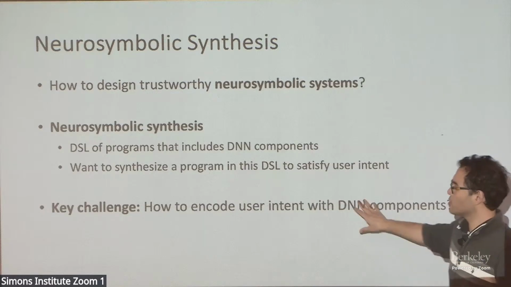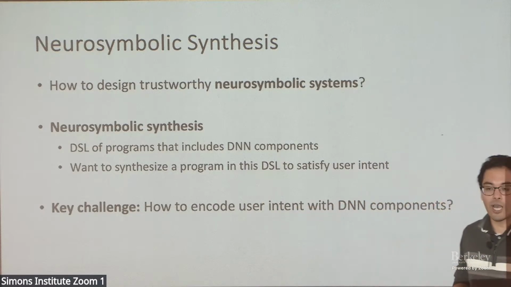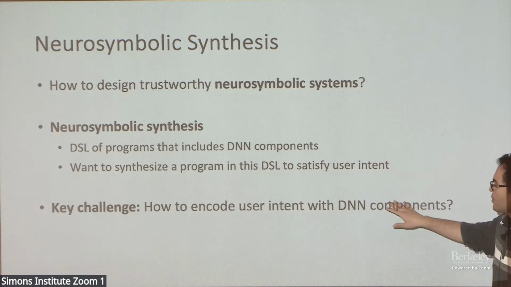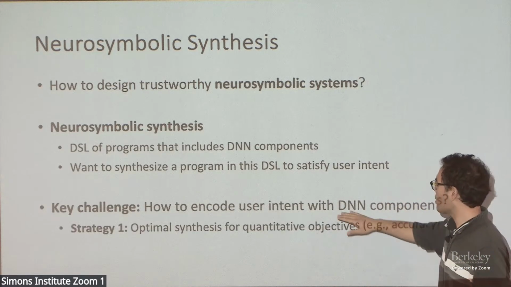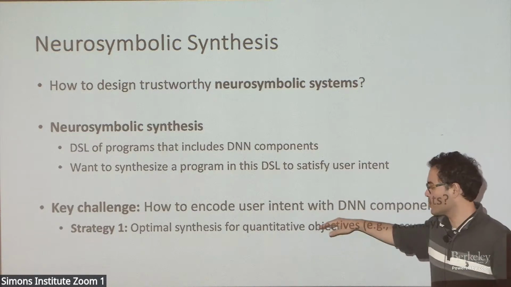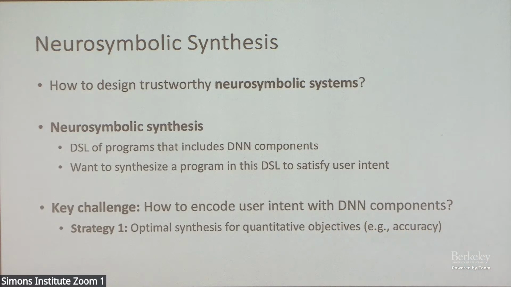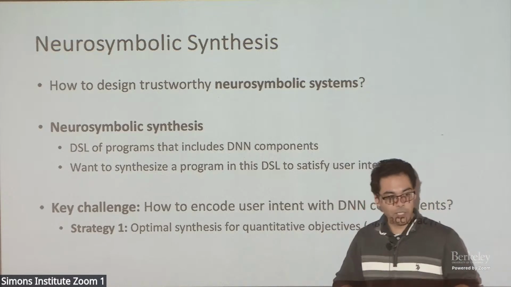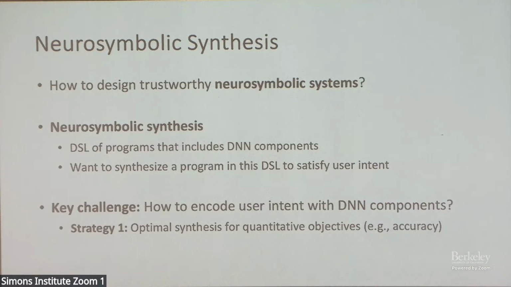And the key challenge, if we want to do this in a rigorous way, is how do we encode user intent, or, I think the user intent is usually clear, but how do we reason about correctness of the neural network components? So I'm going to be describing two strategies that we have for handling this. One is to think about optimal synthesis. We're going to treat this as very similar to a traditional synthesis problem, but instead of just wanting to satisfy all the examples, we actually want to optimize some metric like accuracy or F1 score.